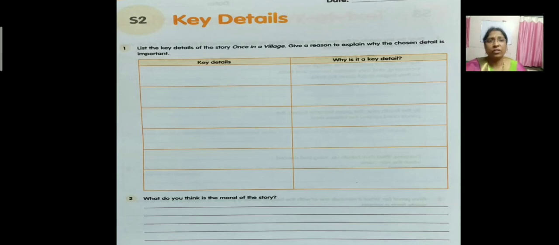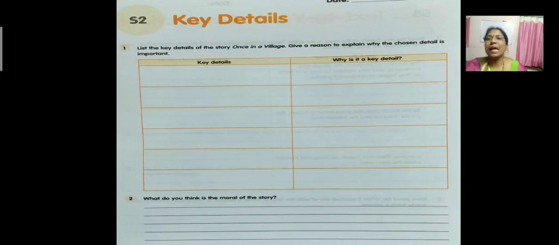Why did it not rain? What has happened finally? Okay, is it clear, children? So like this we need to put questions. Now here you see the first part. List the key details of the story once in a village. Give a reason to explain why the chosen detail is important.